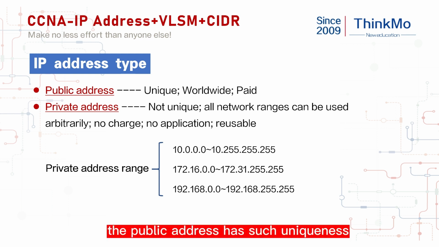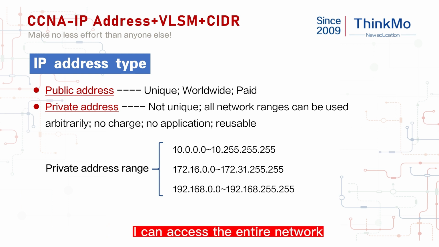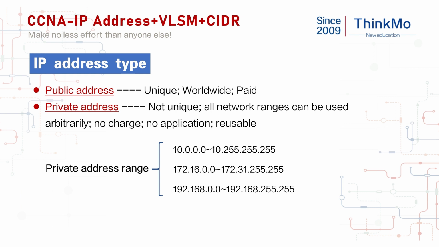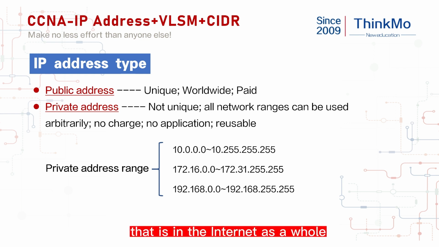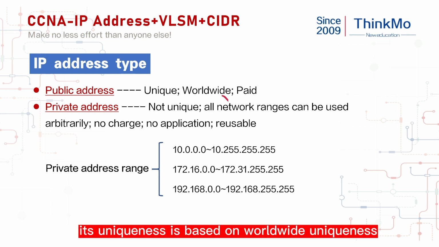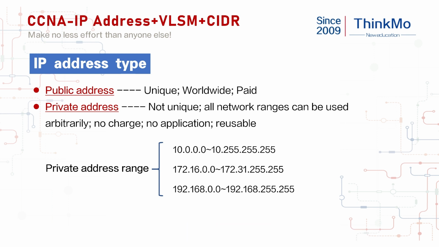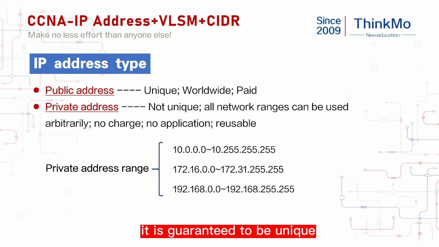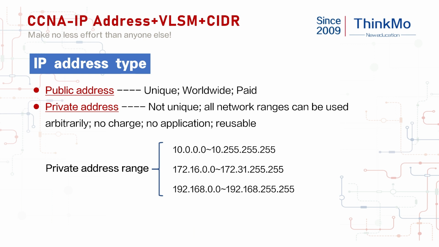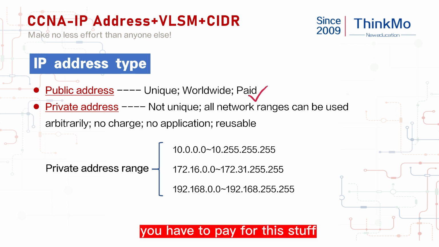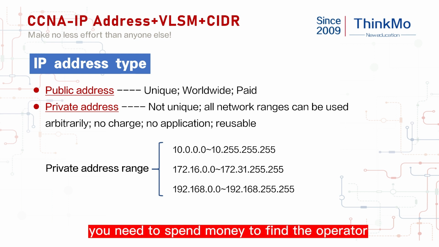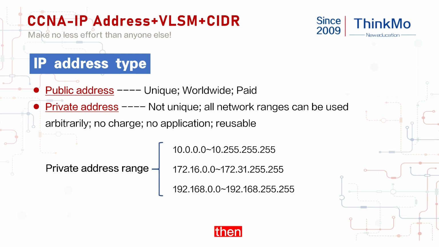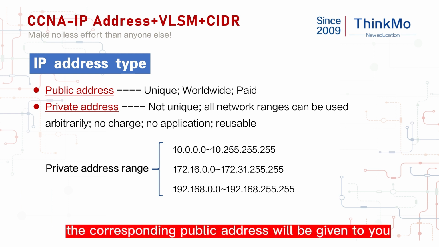The public address has such uniqueness, so I can access the entire network. That is, in the internet as a whole, I can locate only your device. Its uniqueness is worldwide, that is to say, it is guaranteed to be unique worldwide. But usually, you have to pay for this. You need to spend money to find the operator to handle the corresponding service. Then the corresponding public address will be given to you.